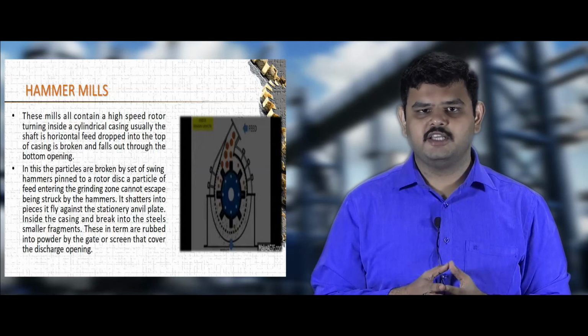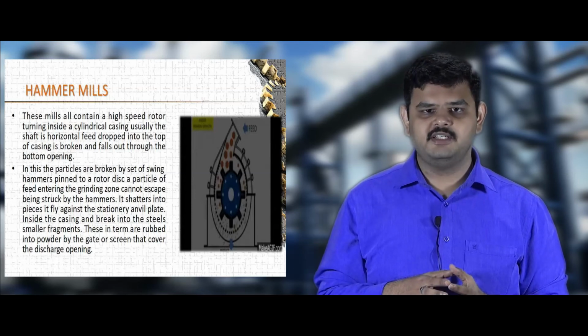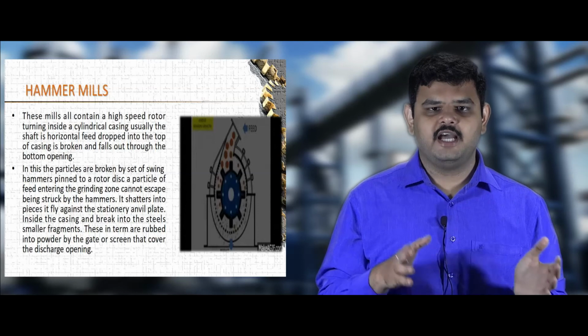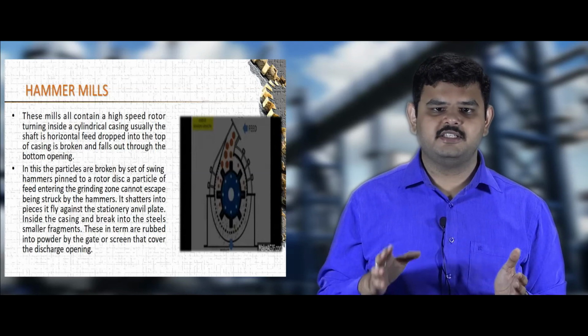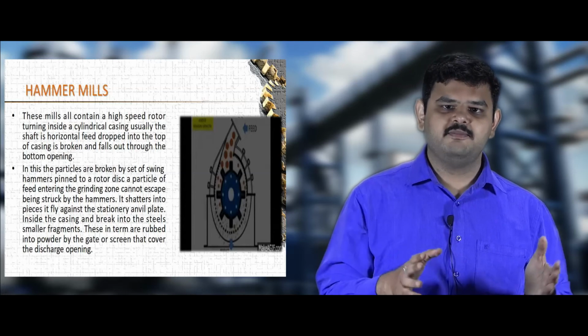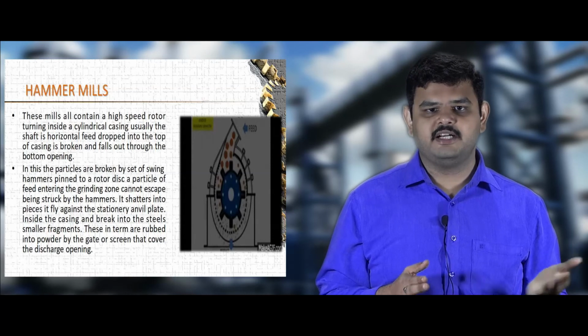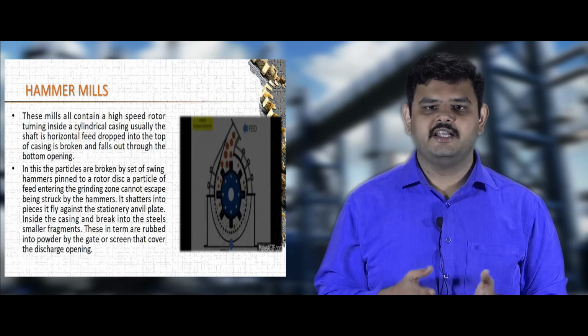Now we move on to the working of the hammer mill. The feed enters from the top of the hammer mill and is impacted. The hammers strike the feed particles so that they are broken and thrown to an anvil plate, where the particles will be rubbed and the fine particles are taken as products.